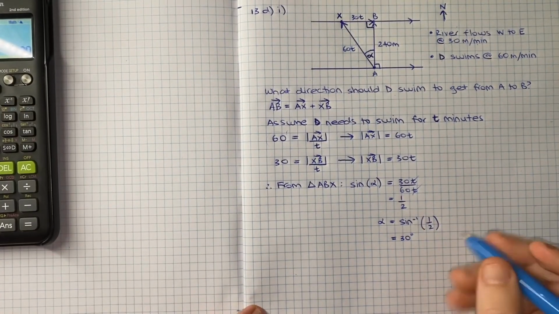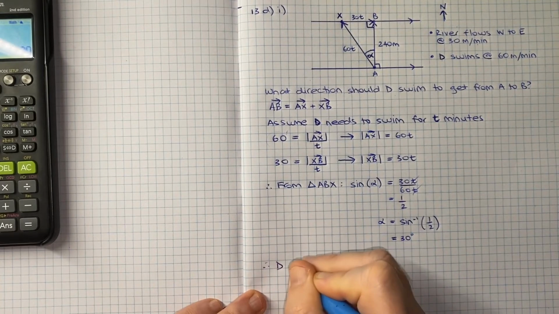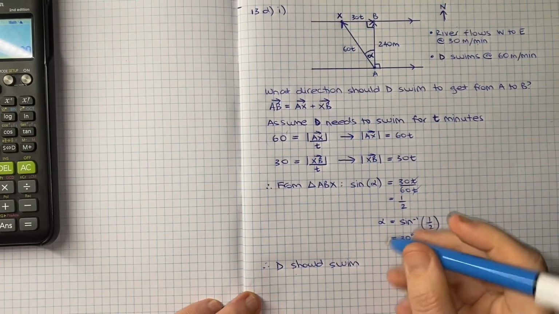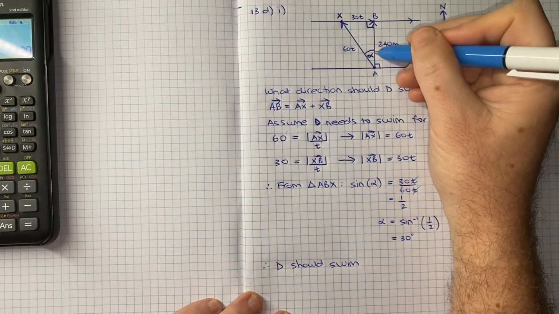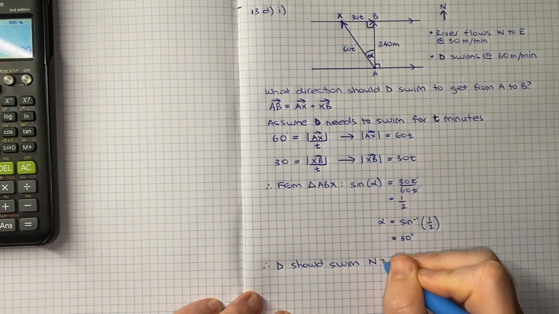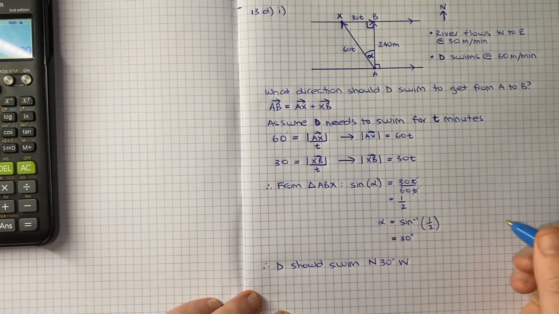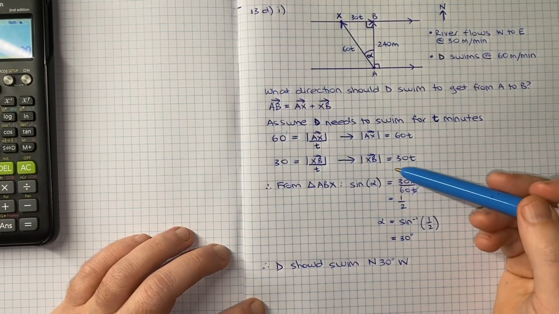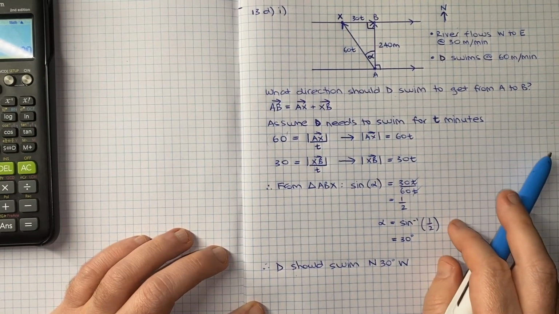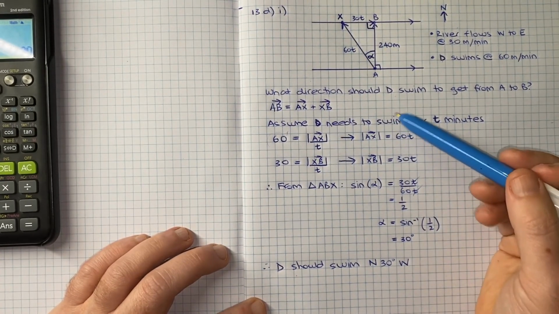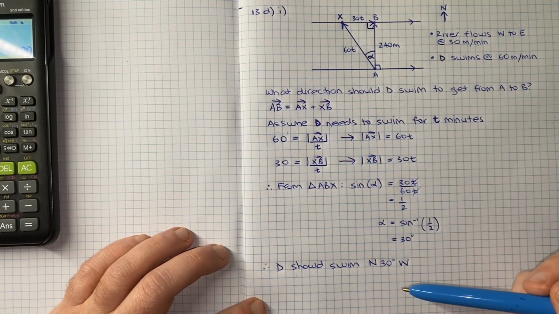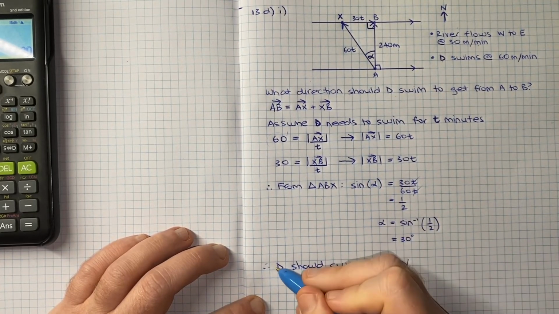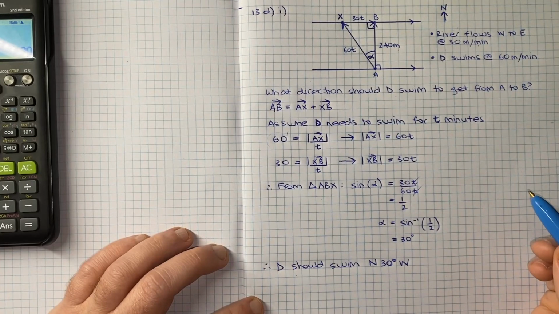And so therefore we can conclude that D should swim, basically we'll say north 30 degrees west. So north 30 degrees west, and I reckon that would do it for this question. It was just a 1 mark question, so actually I think that's probably pretty fair. Maybe it might have been nicer to be a 2 mark question, one for working out what you've got to do and then another mark for doing it. But yeah, you shouldn't expect to have to do too much work for this 1 mark question.